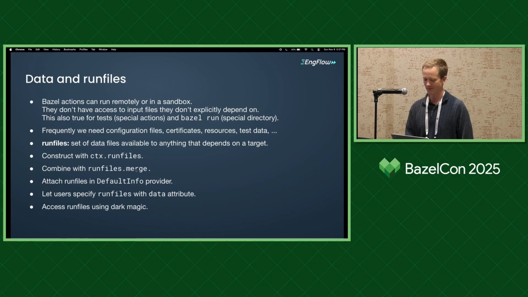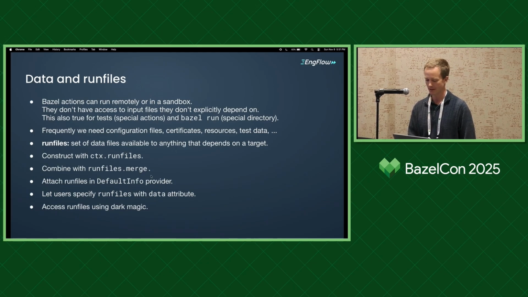You can combine them with run files merge. You attach them to your default info provider, just like the other things. Generally, if users need to specify these, you'll create a data attribute. There's nothing magical about the word data. I think there was in the past, but now that functionality is deprecated. So data is basically a regular attribute.